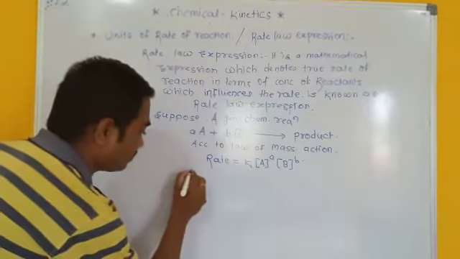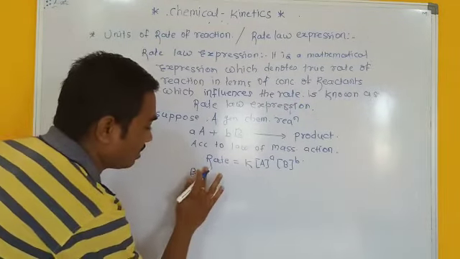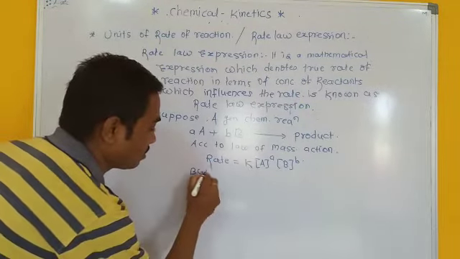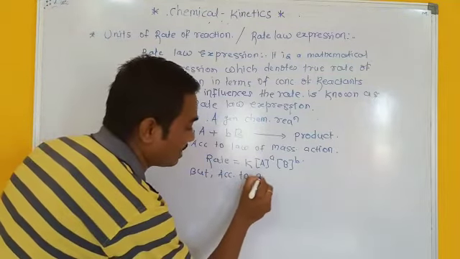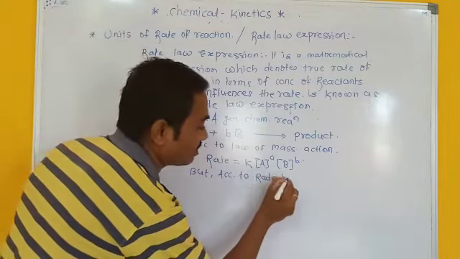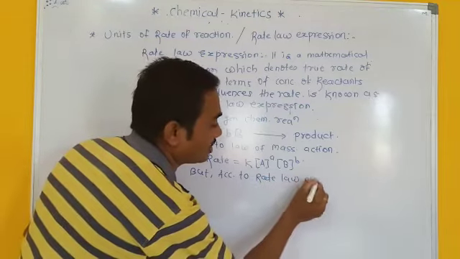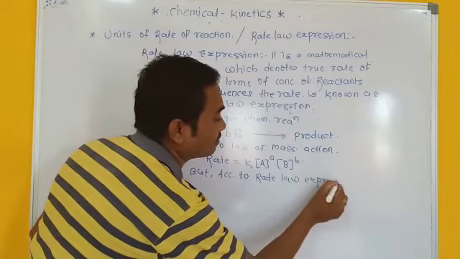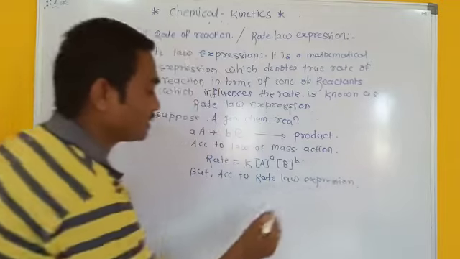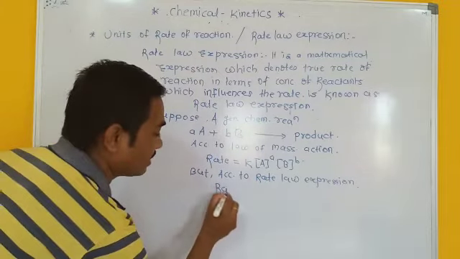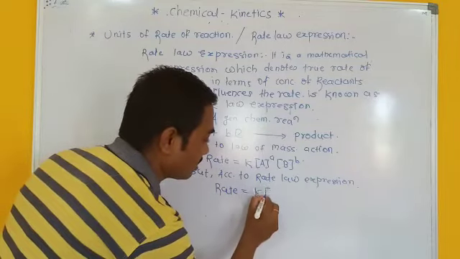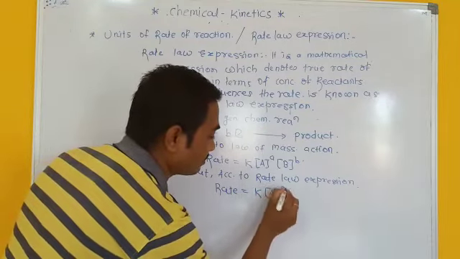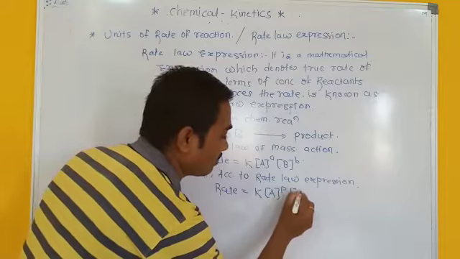But according to the rate law expression, the rate of reaction can be written as rate is equal to k [A] raised to power p and [B] raised to power q.